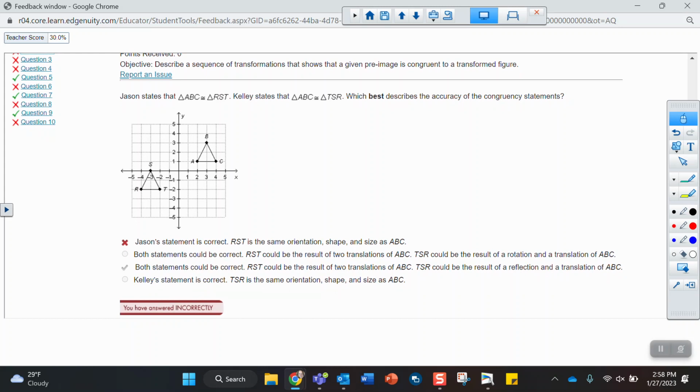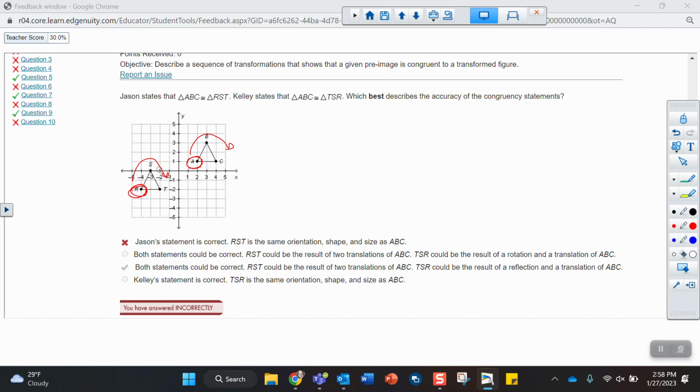Another statement similar to that last one: Jason states ABC is congruent to RST. Kelly states ABC is congruent to TSR. Which best describes the accuracy? You can see right away, if we're starting in this lower left-hand corner when we name the triangle, we have to start in the lower left-hand corner when we name the congruent triangle. So ABC goes clockwise around the shape. RST also has to go clockwise around the shape. So Jason's definitely correct.